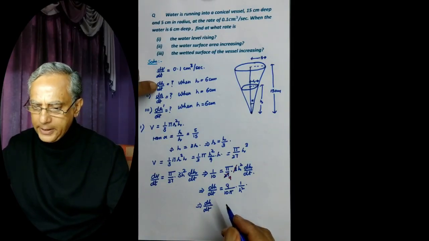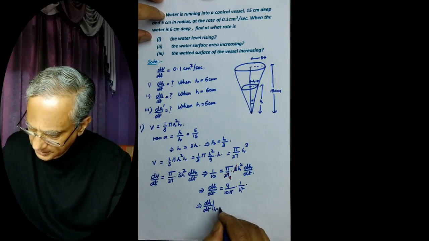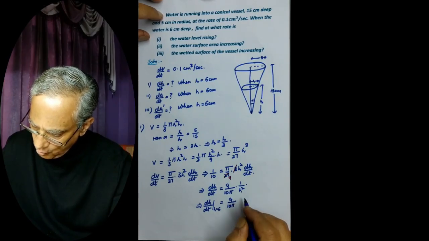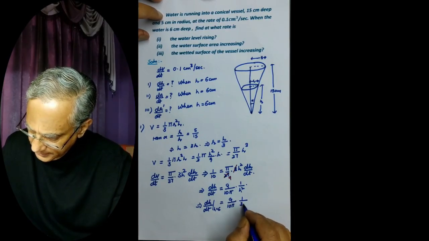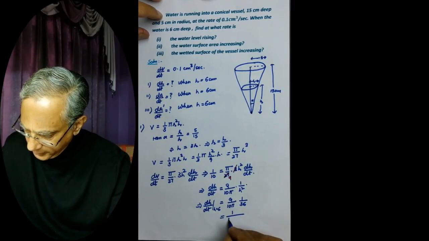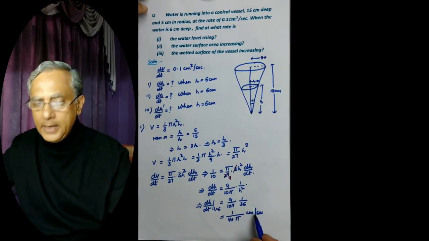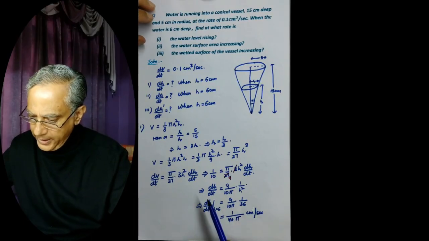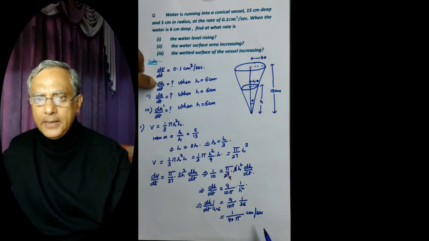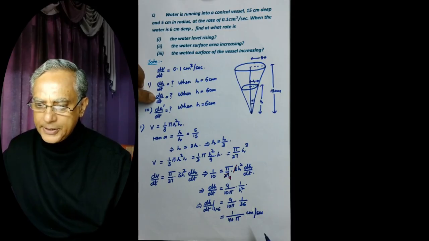We have to find dh by dt at h is equal to 6 centimeters. So at h is equal to 6, we have 9 over 10 pi into 1 by 36. 9 fours are 36. So we have 1 by 40 pi centimeter per second. So dh by dt is 1 by 40 pi centimeter per second. So first part is solved. Now we find the second part.